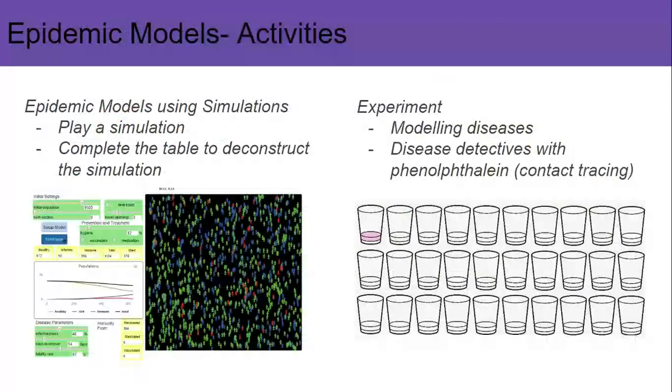And the next is there's two experiments. The first is modeling diseases, so that's a card game. And then the second, which you'll find in your Google Doc, is disease detectives with phenolphthalein, which is through contact tracing, which is in fact what they're doing with COVID-19 currently. So it's got to do with this idea, and the image there relates to what that experiment might look like when we're performing it in the classroom.